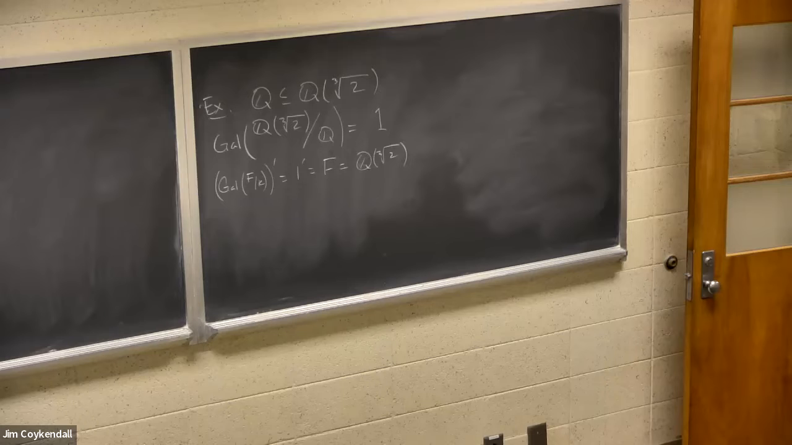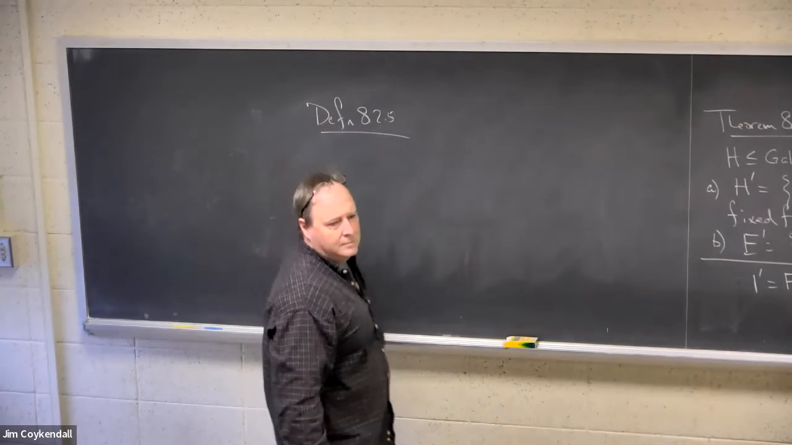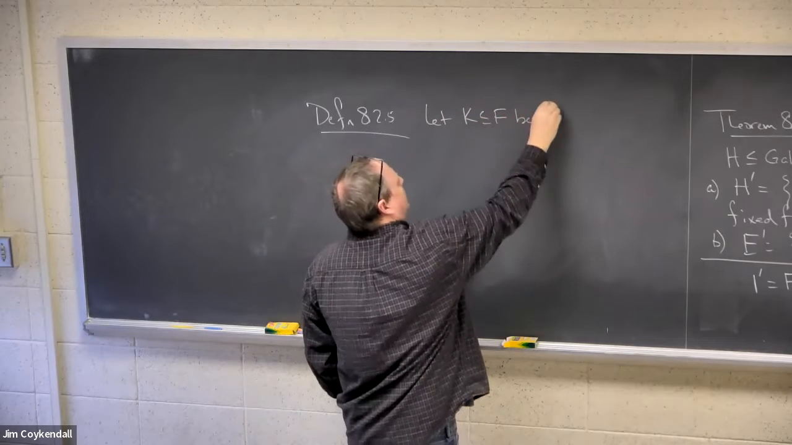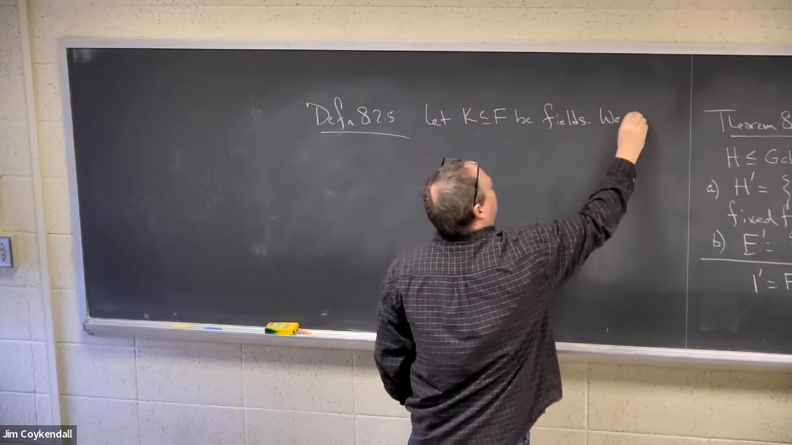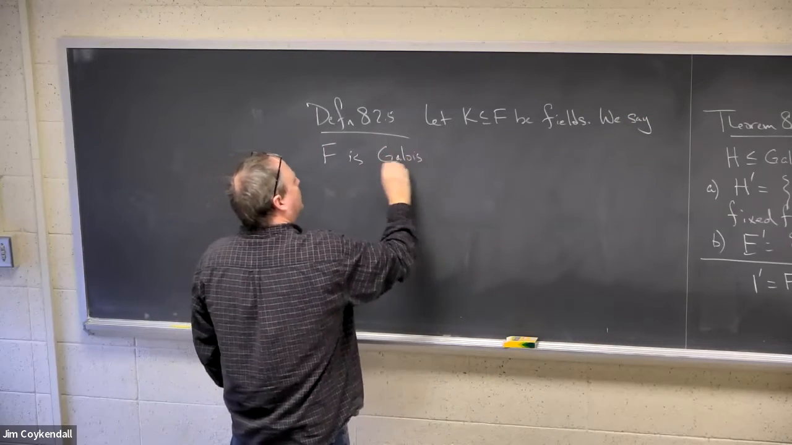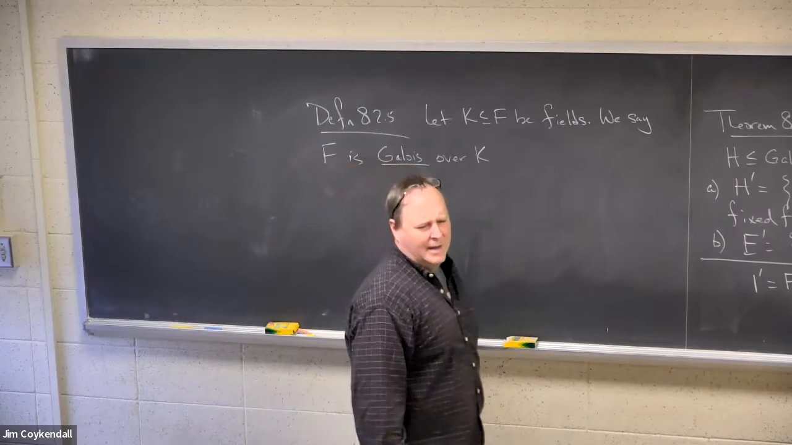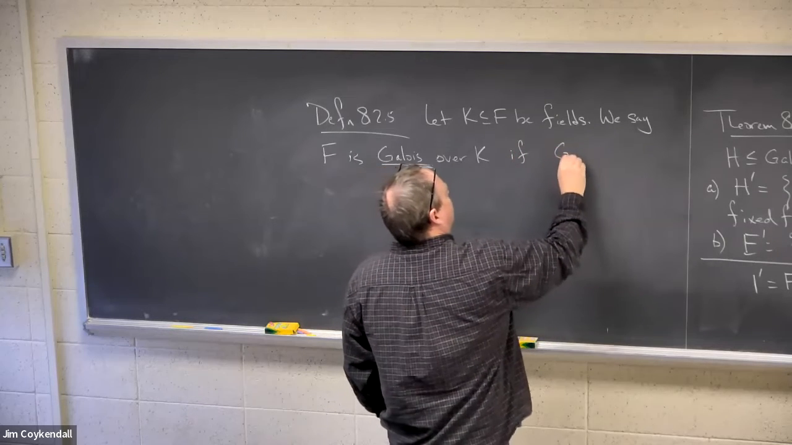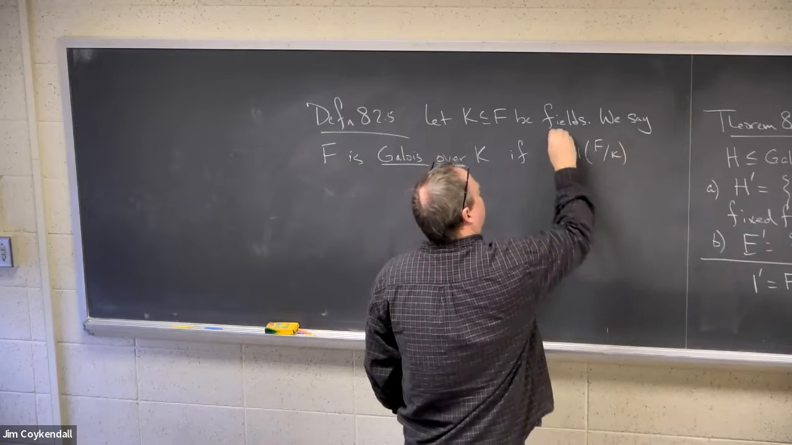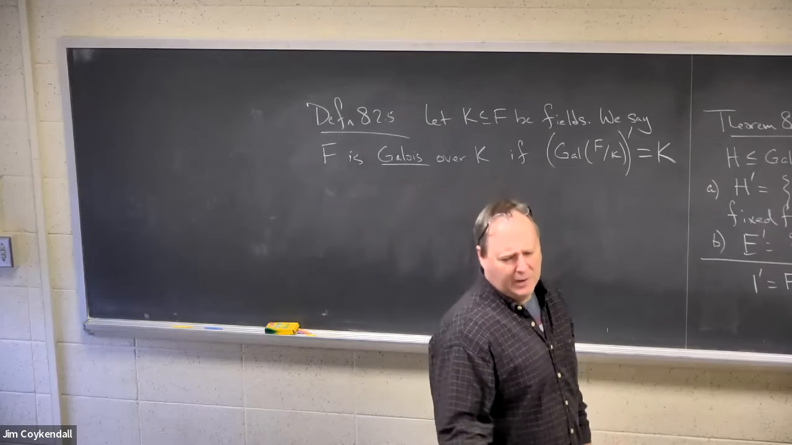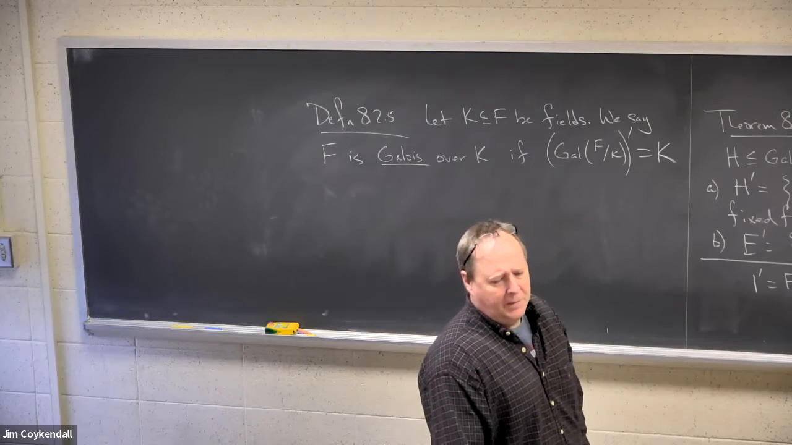Definition. Let K and F be fields. We say F is Galois over K if the fixed field of the group of automorphisms of F fixing K is precisely K.